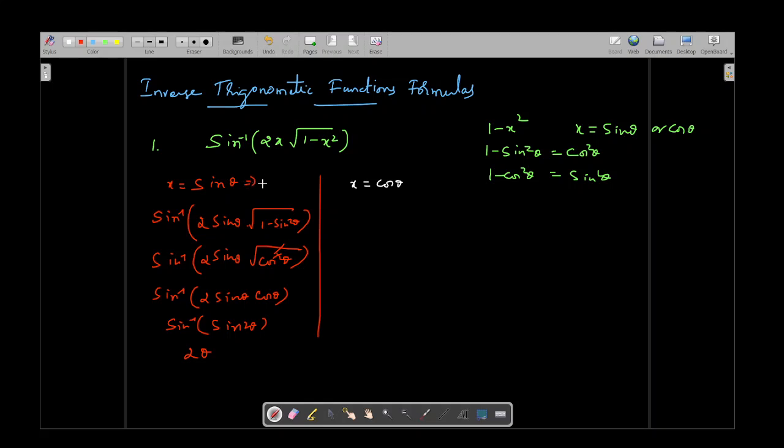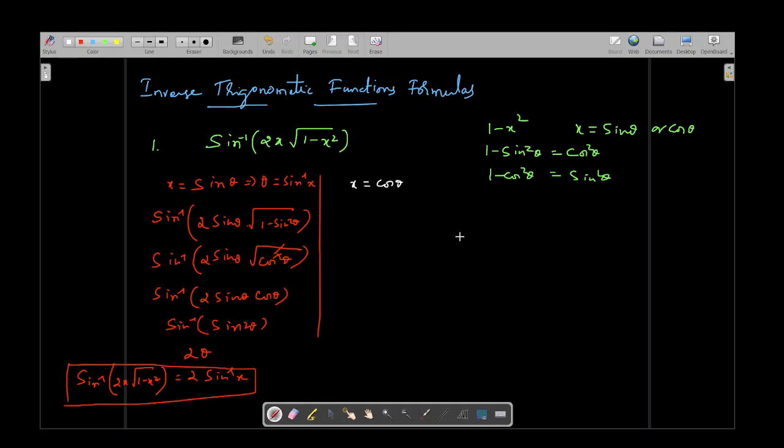So from this I can write theta is equal to sine inverse of x. So we'll get 2 sine inverse of x. So sine inverse of 2x square root of 1 minus x square is equal to 2 sine inverse of x. This is one of the formulas.